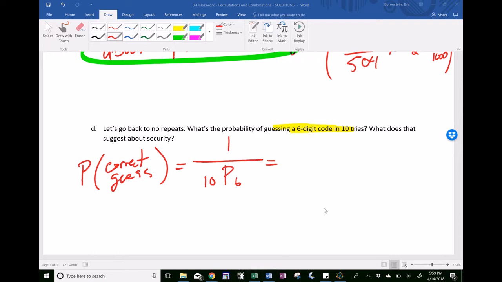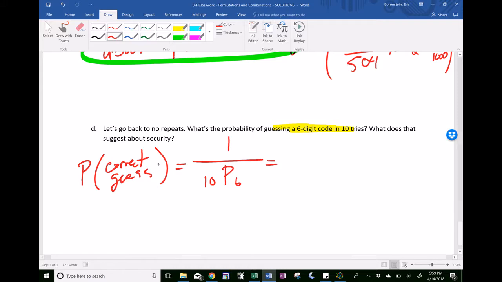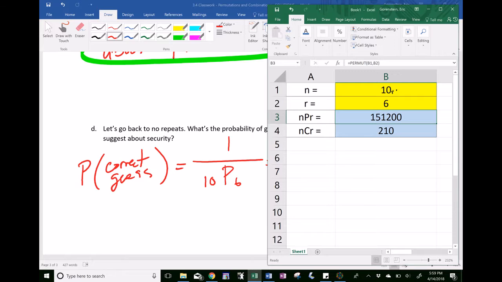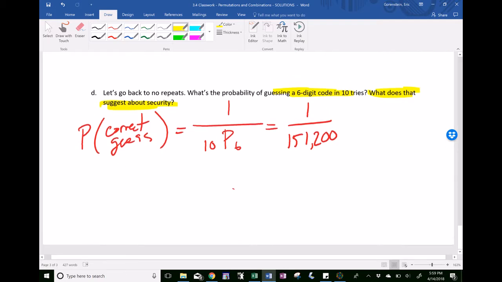What is 10 permutation 6? 151,200. So probability of guessing right here, 1 over 151,200. So what the question here is, what does that say about security? You are much, much, much more secure with a 6-digit code than you are with a 4-digit code. Okay, and that does it for this problem.